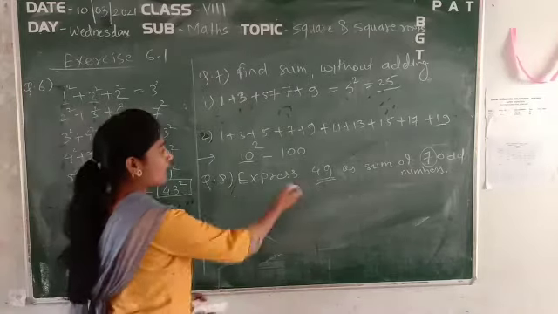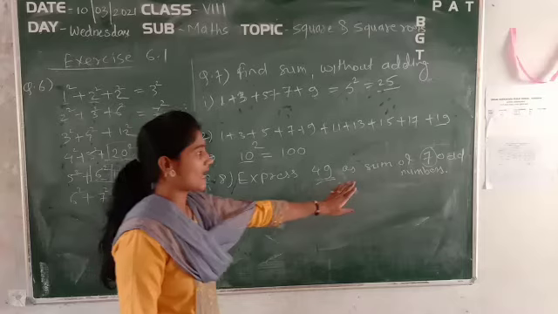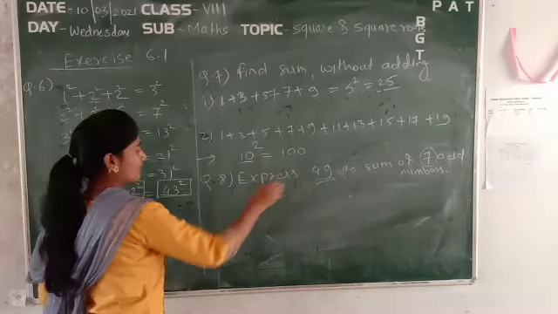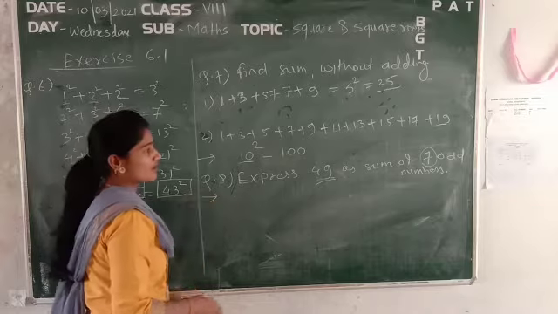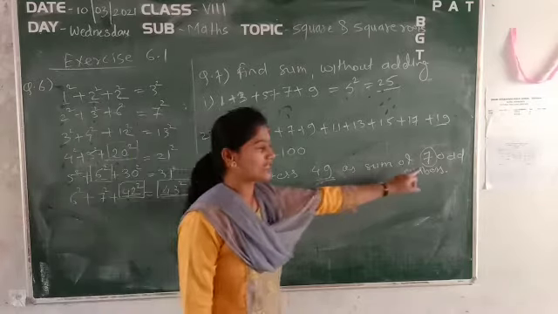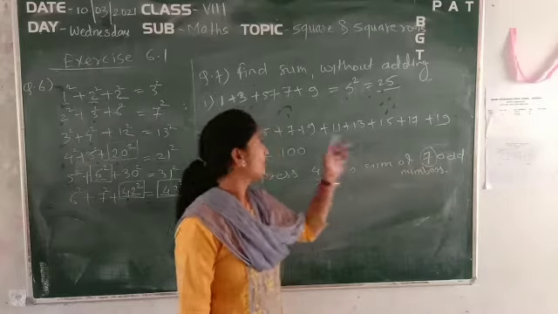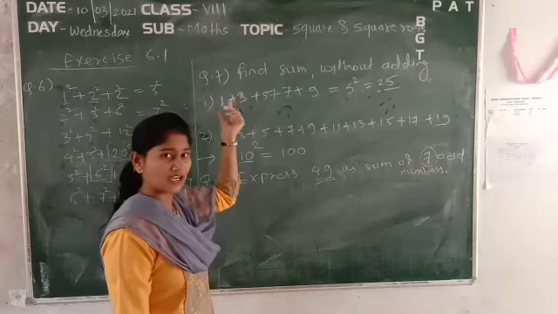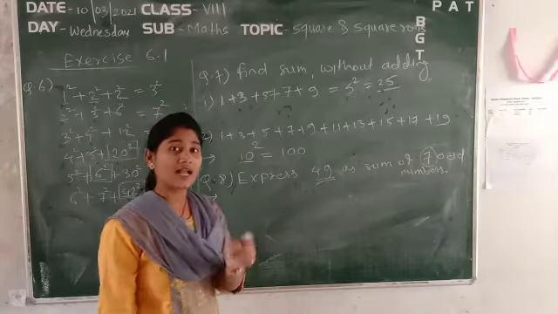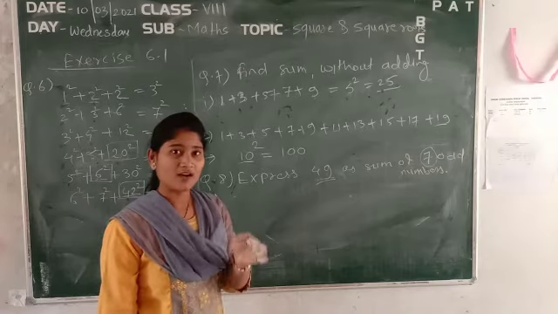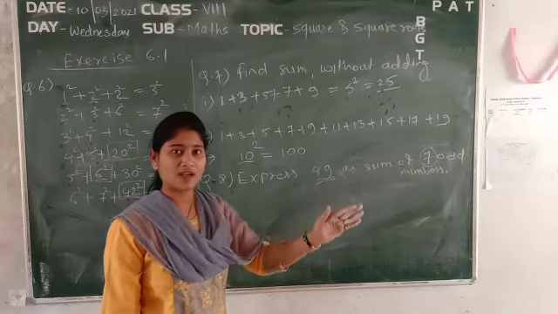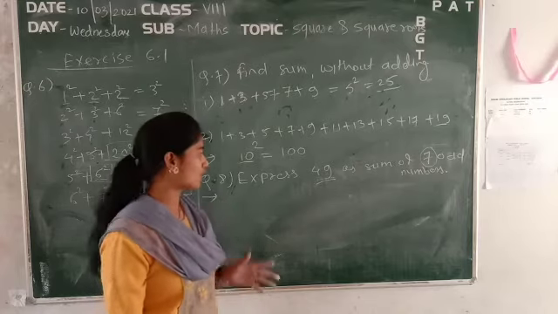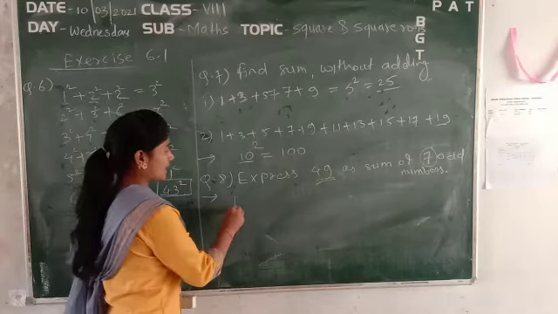So see how we have to solve this. 49 as a sum of 7 odd numbers. Starting from 1 only. See, in each case you have started from 1, because in that property it is included. Odd numbers should always start from 1, and then you do the addition of them all. That's why we have to follow this property here, starting from 1.